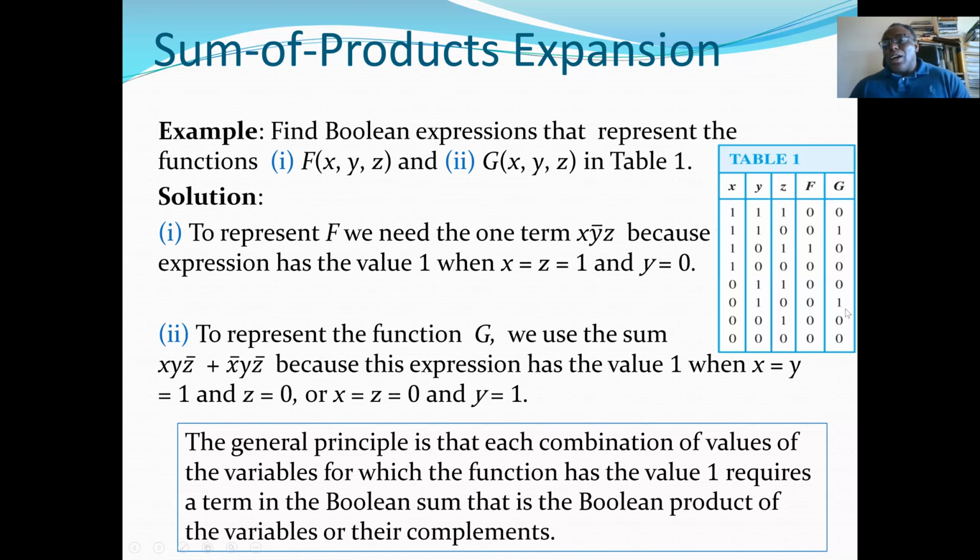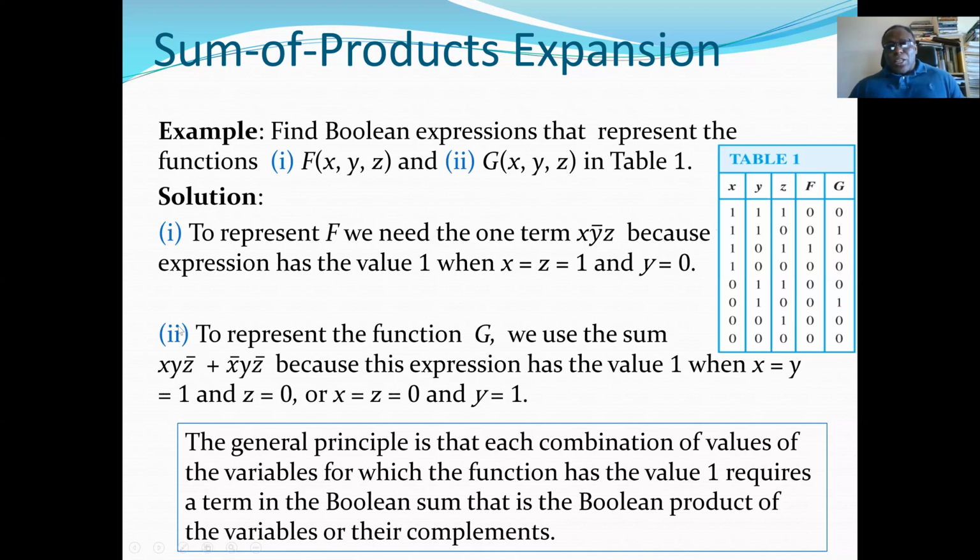But again, we have another 1, which will be in our sixth row: 1, 2, 3, 4, 5, 6. So in the sixth row, we have 1. But in that row, x is 0, so we get x invert. Y is 1, so we get y. Then z is 0, so we get z invert. So our final solution will be x, y, z invert plus x invert, y, z invert. So this gave us again the sum of product expansion.